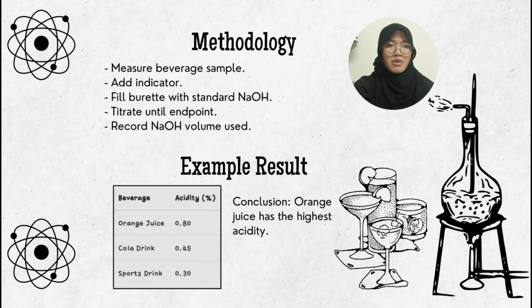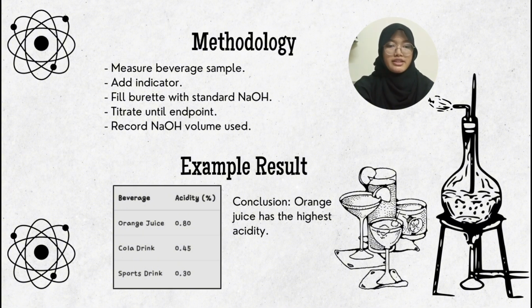The procedure begins by measuring a known volume of the beverage sample and transferring it into a conical flask. A few drops of phenolphthalein indicator are then added. Next, the burette is filled with standard sodium hydroxide solution. The NaOH is slowly added to the sample while continuously swirling the flask. The titration is stopped when a pale pink color appears and remains for approximately 30 seconds. The volume of NaOH used is recorded and used to calculate the acidity of the beverage.